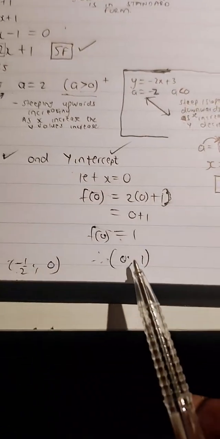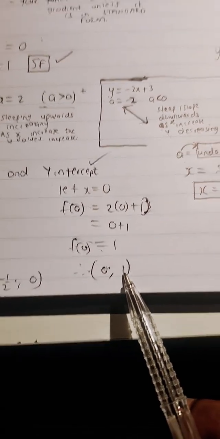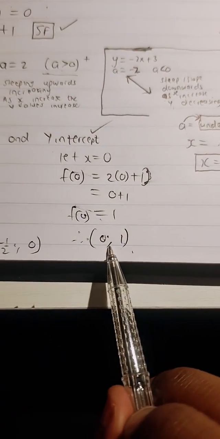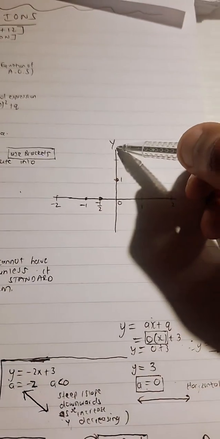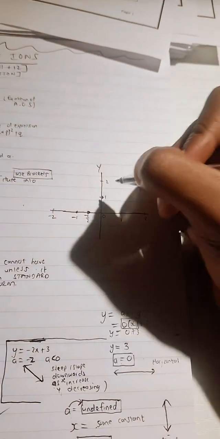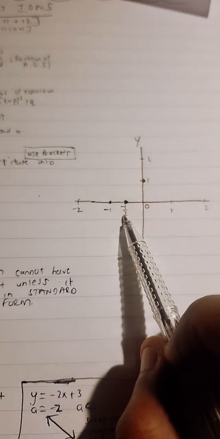What is the other point? (0; 1). 0 is for x, 1 is for y. So on the y-axis, we are going to locate 1. Where is 1? Let's say that's 1, 2. So for y it's 1, x is 0. Remember, x is 0 everywhere on the y-axis. So these are our 2 points: (0; 1) and (-half; 0).